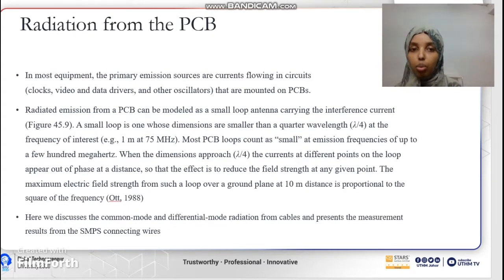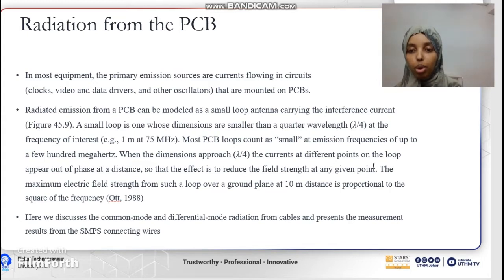If we look at the radiation from the PCB, in most equipment the primary emission sources are currents flowing in circuits, like clocks, video and data drives, and other oscillators that are mounted on PCBs. Radiated emission from a PCB can be modeled as a small loop antenna carrying the interference current. A small loop is one whose dimensions are smaller than a quarter wavelength at the frequency of interest, for example 1 m at 75 MHz. Most PCB loops count as small at emission frequencies up to a few hundred megahertz, when the dimension approaches a quarter wavelength.